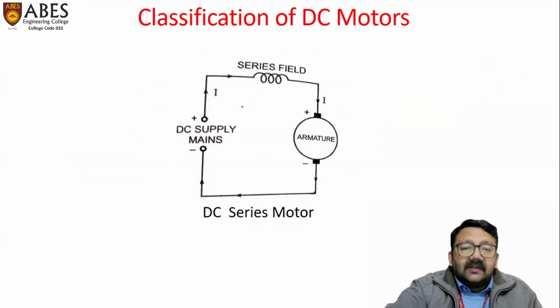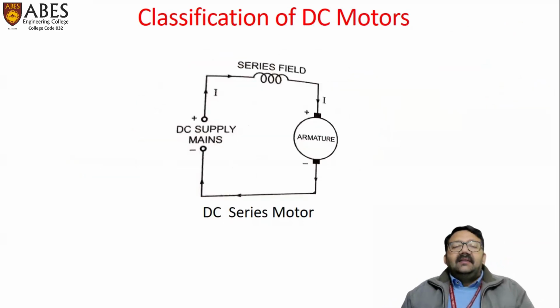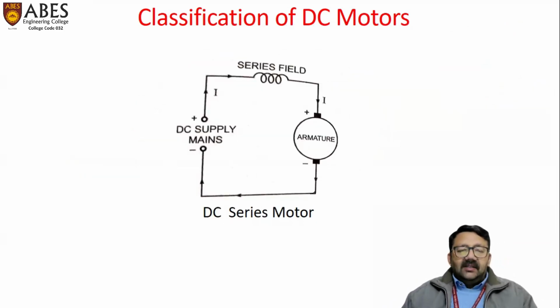Now moving to the next category, that is the DC series motor. As the name suggests, in a series motor, the field winding is connected in series with the armature and both are energized from a common source. This is the supply voltage, this one is the positive end, this one is the negative end. This is of V volts, and the back EMF in the armature is EB.